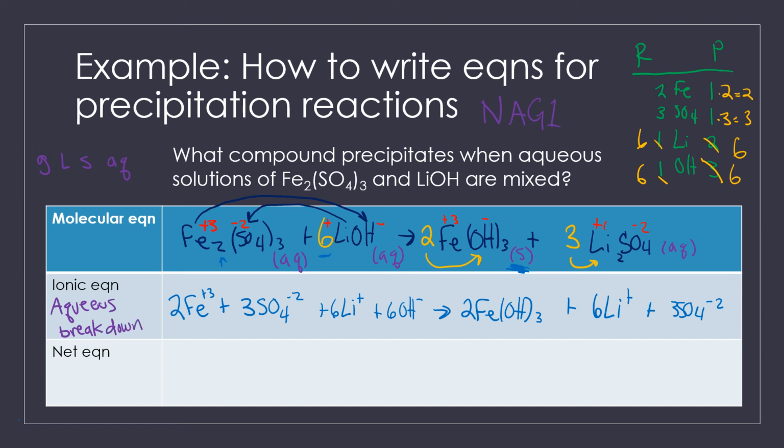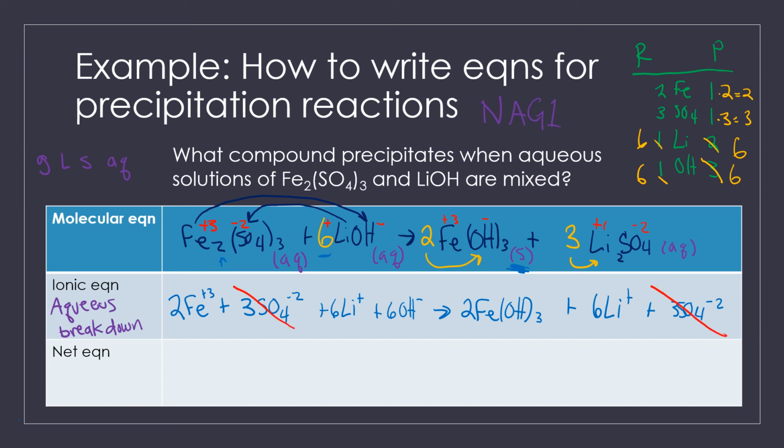breakdown. All right, and so we're going to go through and look at all of these, and anything that is exactly the same on both sides of the equation, we're going to cancel out. So let's start with our iron here. We have 2 Fe plus 3, and over here, it's part of a compound. It is not exactly the same, so we can't cross it off. Next is 3SO4 minus 2. Over here, it is 3SO4 minus 2. They are exactly the same, so we're going to cross it off.